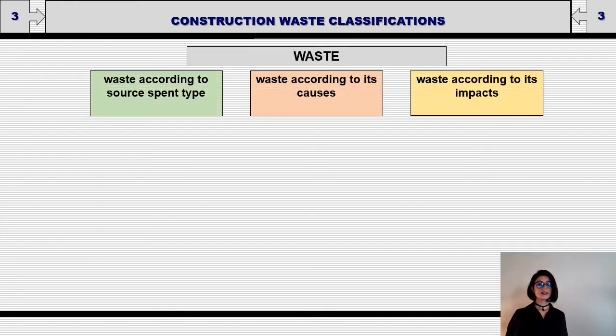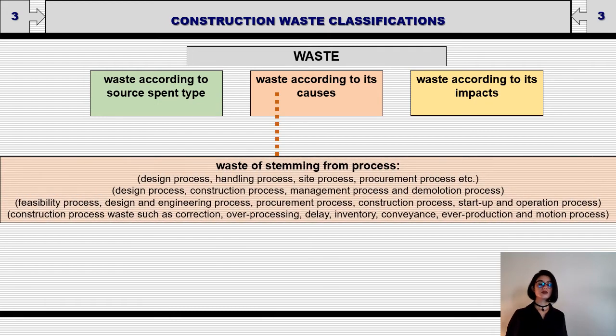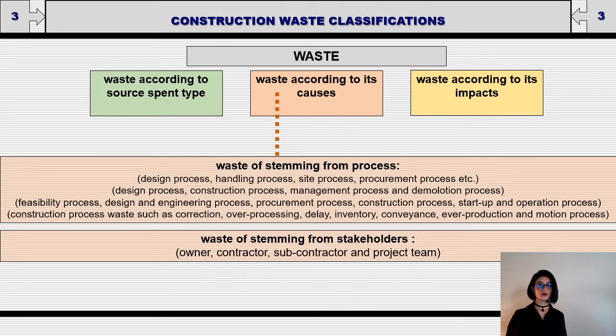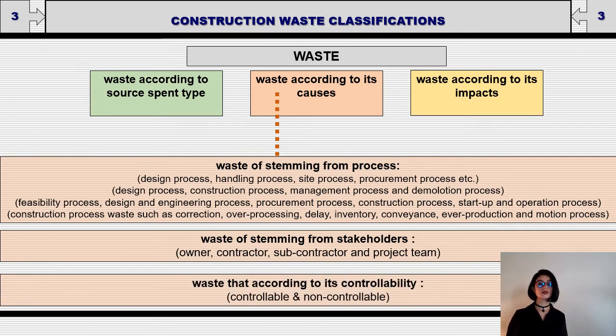The second group is waste according to its causes. This group has three main subgroups, which are stemming from process, stemming from stakeholders, and waste according to its controllability. Stemming from process is categorized in many different ways in research. The first is design process, handling process, site process, and procurement process. And the second is design process, construction process, management process, and demolition process.